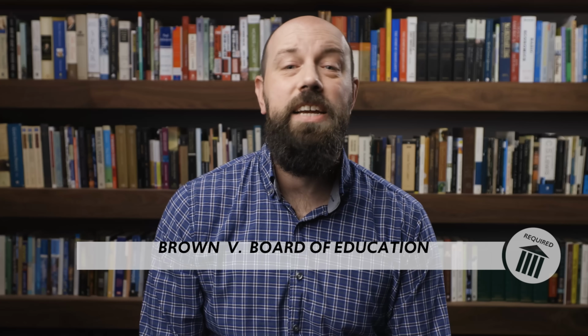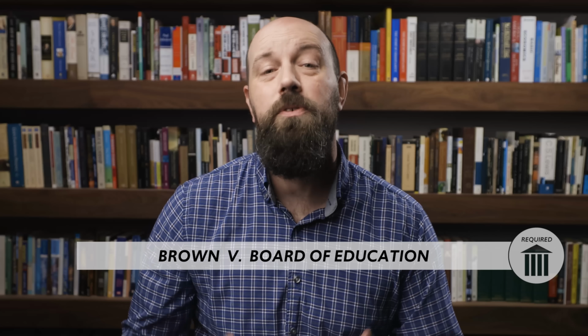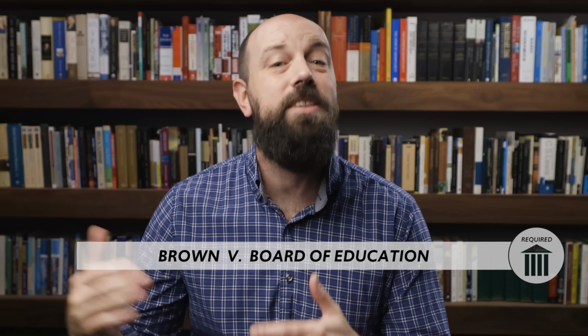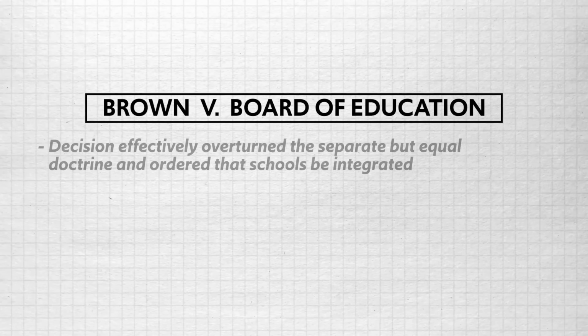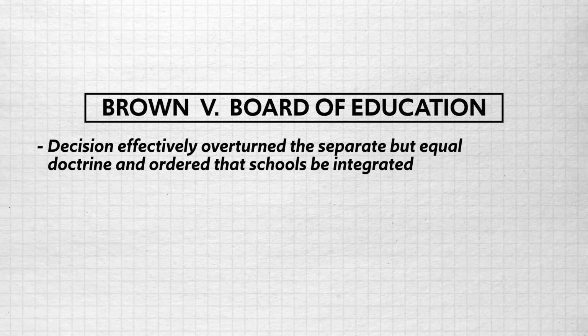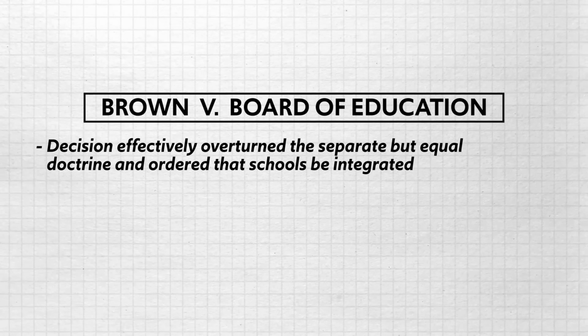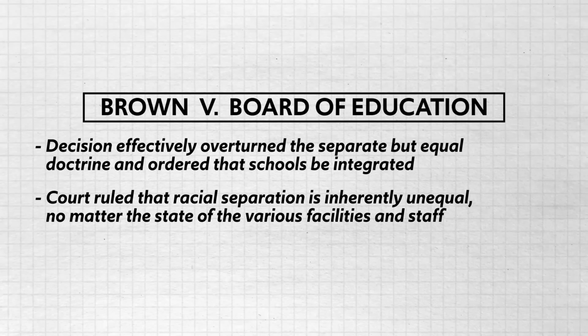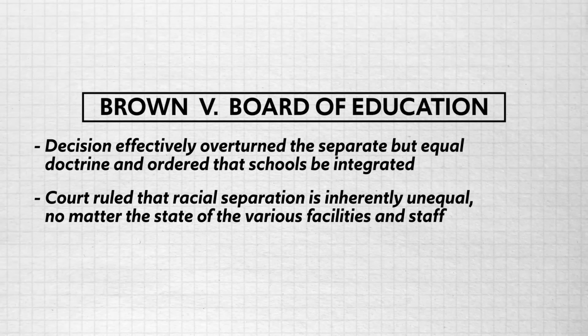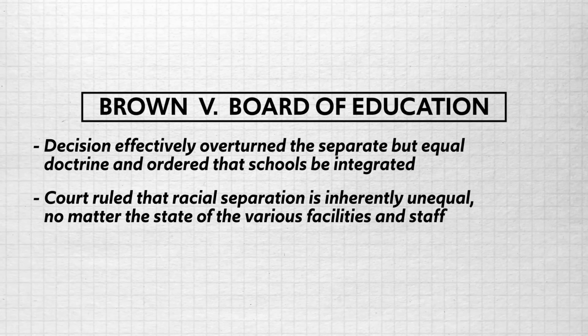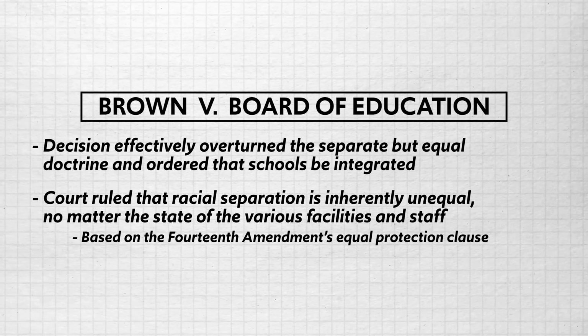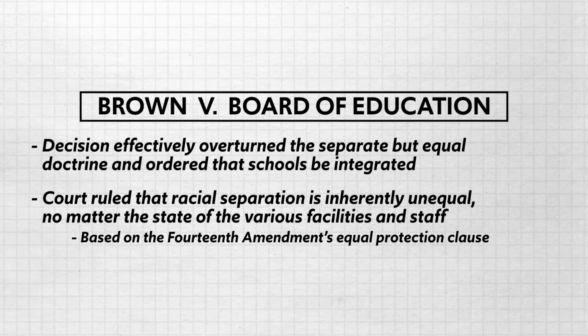Well, in 1954 and 1955, a series of cases under the heading of Brown v. the Board of Education came before the court to address this inequity in the school system. Now, since this is a required case, I've got a whole video devoted to it, so here let me just say that the Brown decision effectively overturned the separate but equal doctrine and ordered schools to be integrated. The court ruled that racial separation is inherently unequal, no matter the state of the various facilities and the staff, and they did so based on the 14th Amendment's Equal Protection Clause. And this is an example of the court upholding minority rights.